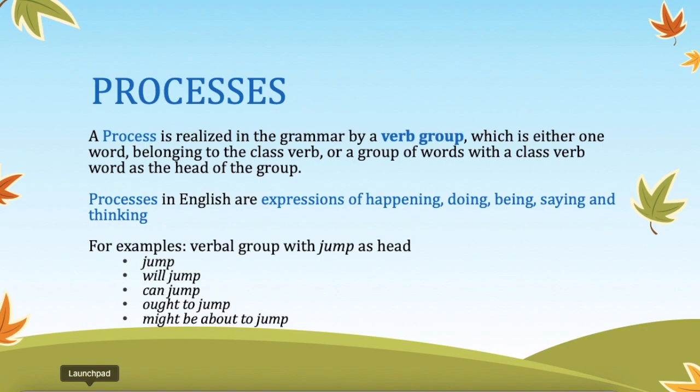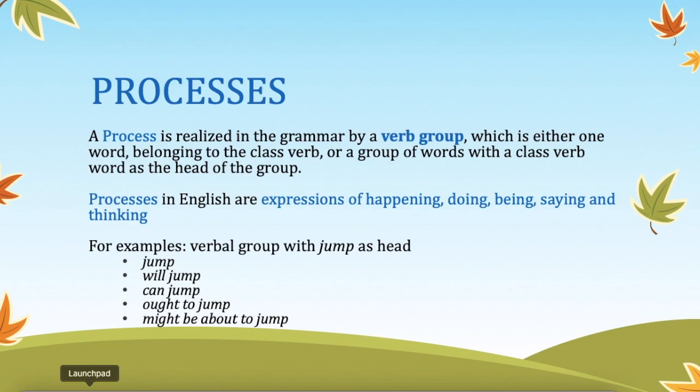A process is realized in the grammar by a verb group, which is either one word, belonging to the class verb, or a group of words with the class verb word as the head of the group. Processes in English are expressions of happening, doing, being, saying and thinking. For example, this is the verbal group with jump as head. Jump, will jump, can jump, or to jump, might be about to jump.